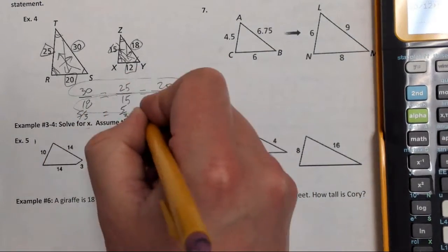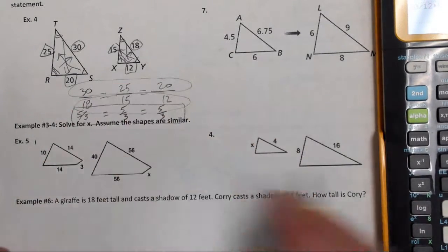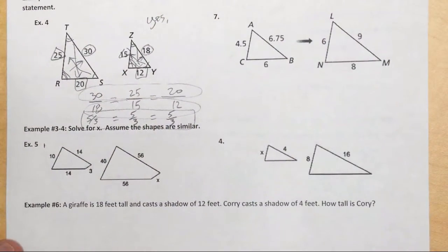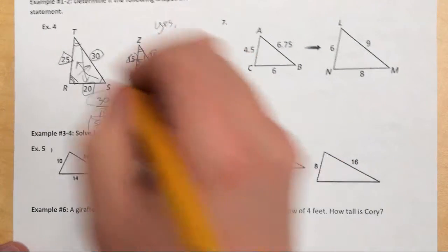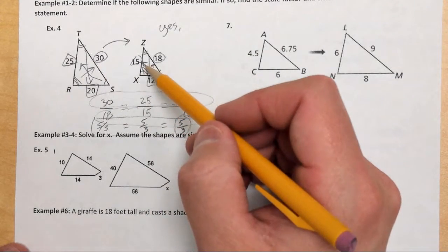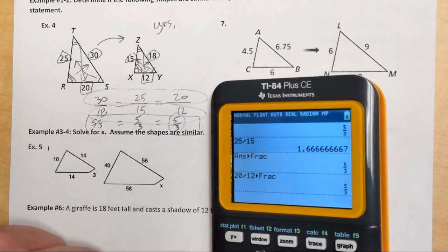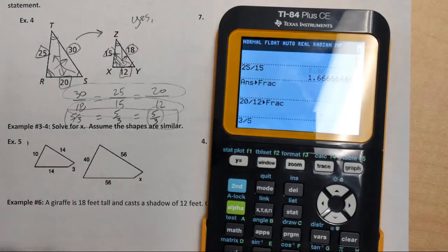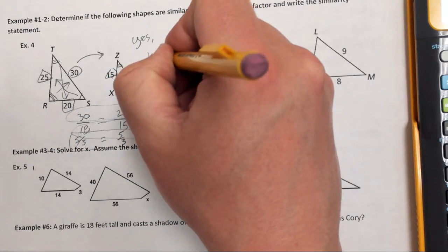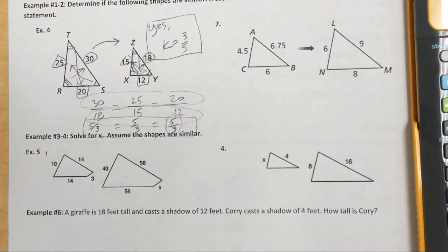And so since these all have the same ratio of size, I can assume that these are similar. So yes, these are similar. But now I need to find the scale factor. We actually kind of found the scale factor here. But remember, when we do scale factor, we're looking from left to right. So if I'm going from a bigger shape to a smaller shape, my scale factor has to be less than 1. 5/3 is greater than 1, so I actually need to flip the fraction. If I do 3 divided by 5, that is a number less than 1. So my scale factor is 3 over 5.